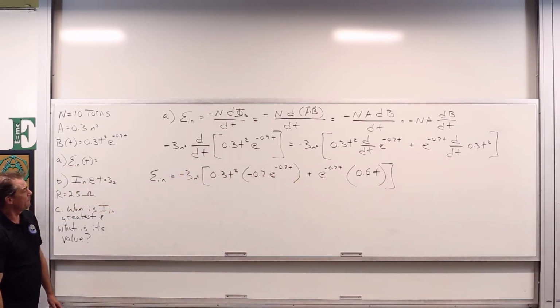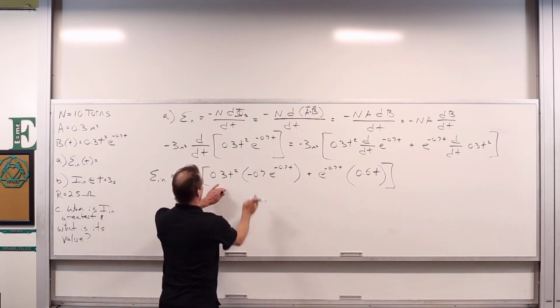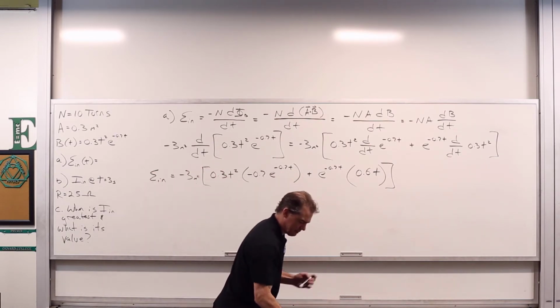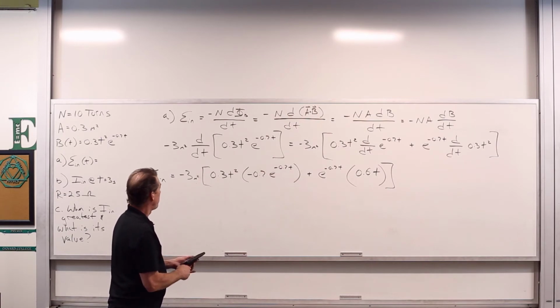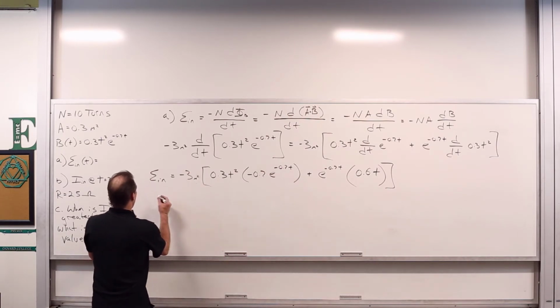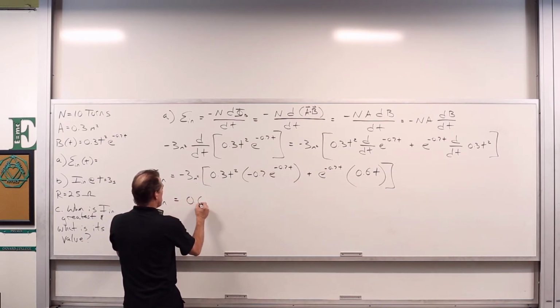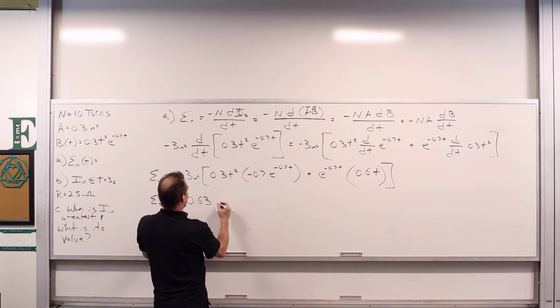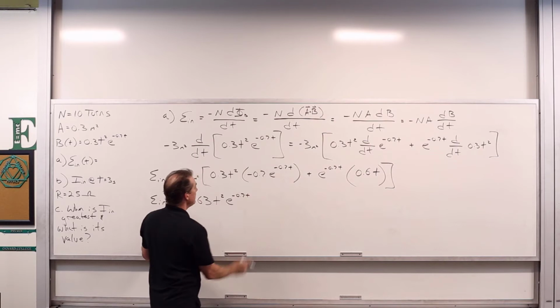So can we clean this up? Sure we can. We'll go ahead and move this 3 through. We'll go ahead and take that calculator really quick so I'm not messing something up. We've got negative 3. It's 0.3 times 0.7. This is 0.63. So E induced is going to be 0.63 t squared e to the negative 0.7 t.